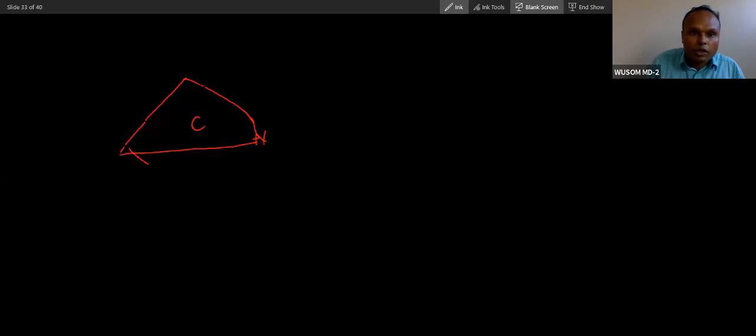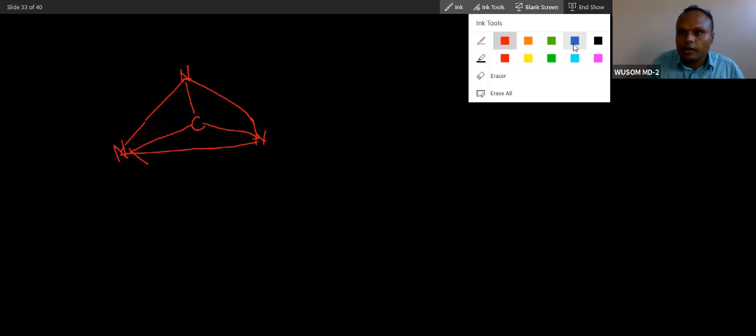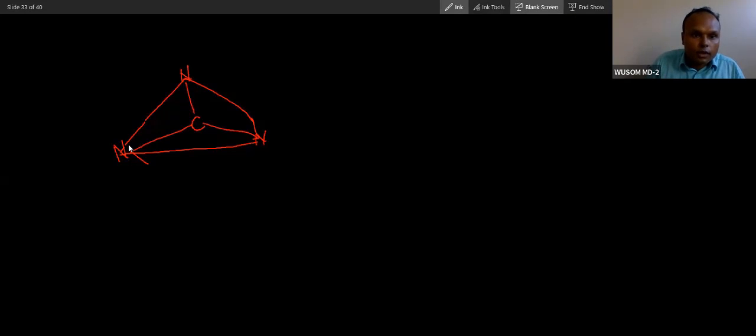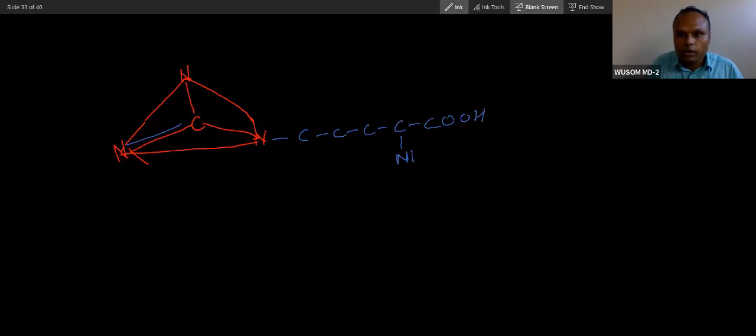So it has got a very beautiful group. You draw a triangle, and at the center put carbon, and at the apex of each triangle you put nitrogen. You pull like this, and then add one double bond to any of these, and then join this with a 5 carbon compound. 1, 2, 3, 4, 5 carbon amino acid. This is the acid and this is the amino group. So this is arginine.